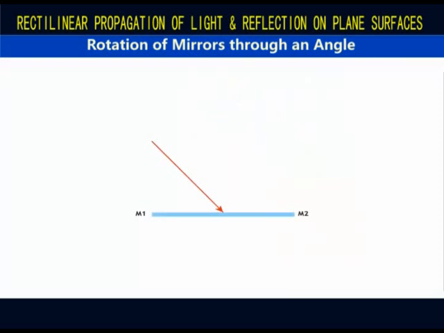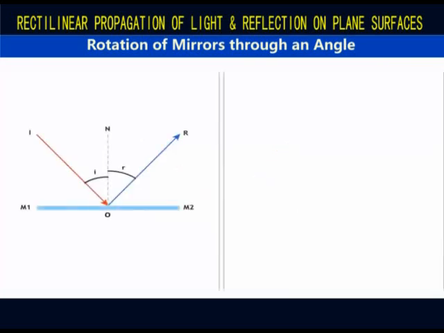Consider a ray of light IO incident on a plane mirror M1 M2 such that OR is the reflected ray and ON is the normal. Based on the laws of reflection, angle RON is equal to angle ION, which is the angle of incidence. Therefore, IOR is twice the angle of incidence I.